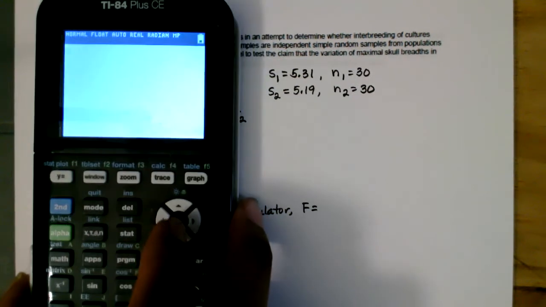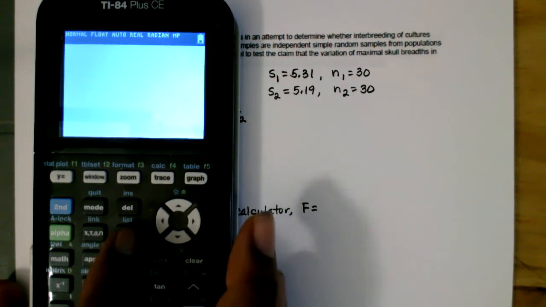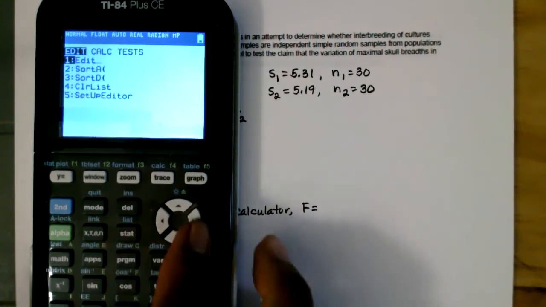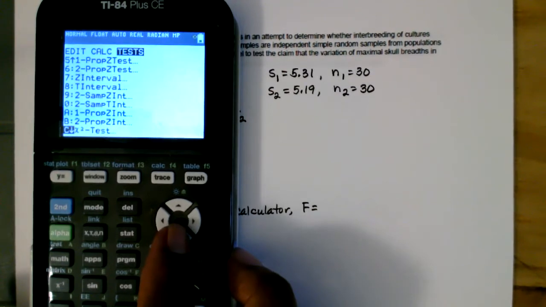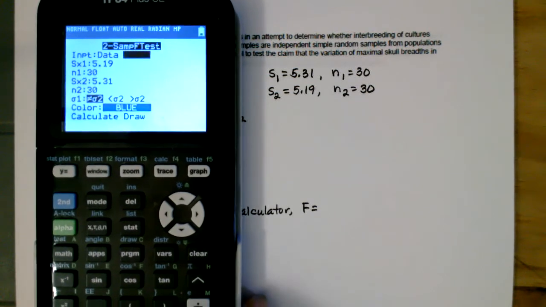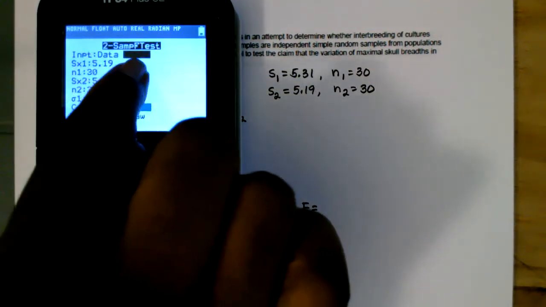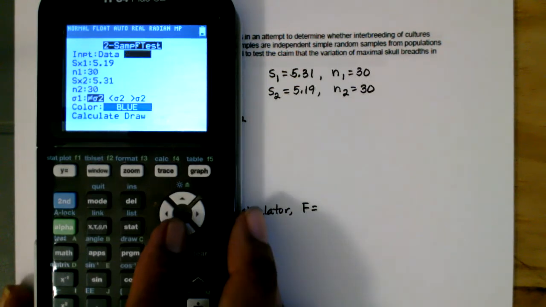Figure this out. Now, to get to the 2-SampFTest, we press the stat key right here. Then we go over to tests using our right arrow key. Use the down arrow key to find the menu item that says 2-SampFTest. Here it is, 2-SampFTest. Press enter there. Now, if data is highlighted, you want to use your right arrow key to put the cursor on top of stats and then press enter to highlight it.